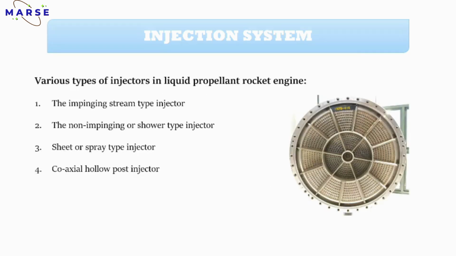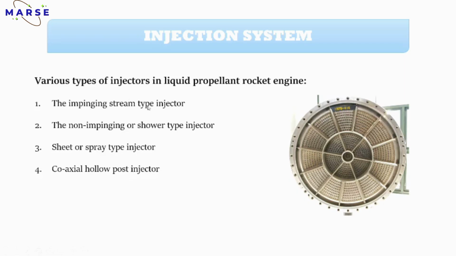Now the injectors. There are different types of injectors used in the liquid propellant rocket. Just see the diagram here. This is the actual injector used in the actual rocket. You can see there are so many small ports present, right? These ports are used so that the liquid is converted into small droplets. That's why there are so many ports present here.